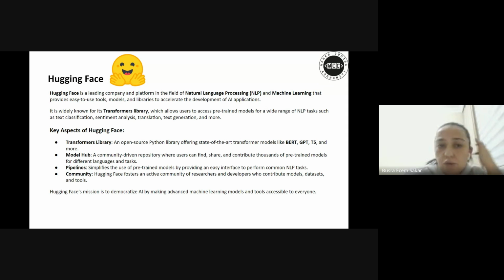And they also have a community. One of Hugging Face's traits is its vibrant community of researchers and developers. And this community actively contributes models, and you can find open source datasets and tools. They actually foster a collaborative ecosystem where the best resources are shared for everyone's benefit.